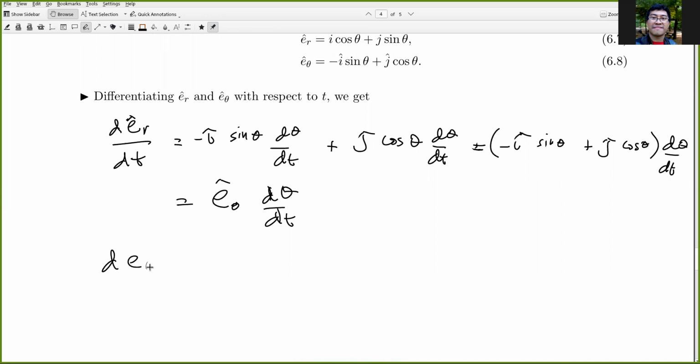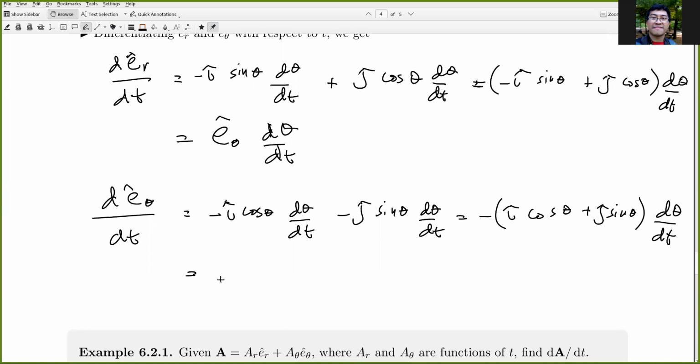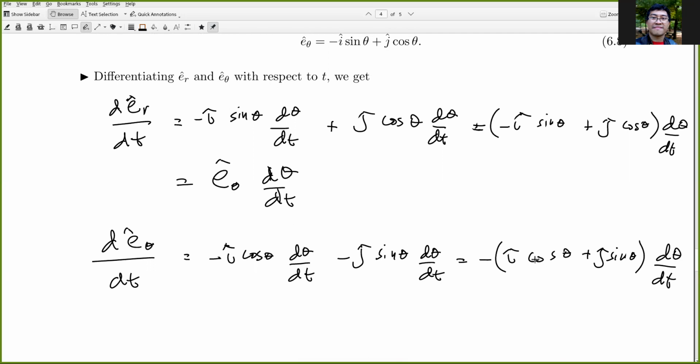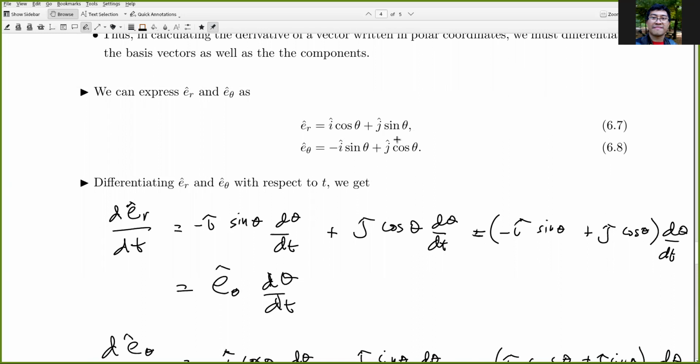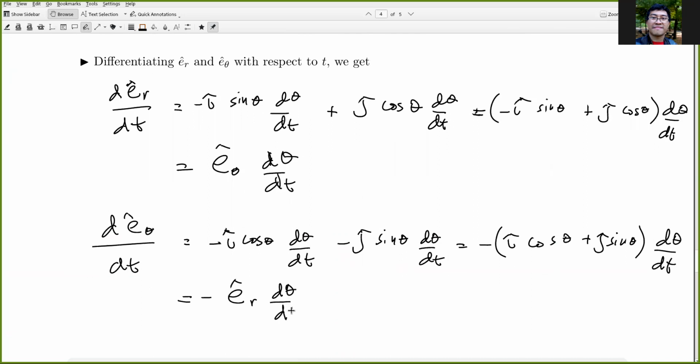Similarly, for e_theta, you have minus i times the derivative of sine, that's cosine theta d theta/dt. And for j, you have negative sine theta d theta/dt. So you have minus i cosine theta plus j sine theta, times d theta/dt. Okay, so i cosine theta plus j sine theta is just e_r. So that's negative e_r d theta/dt.